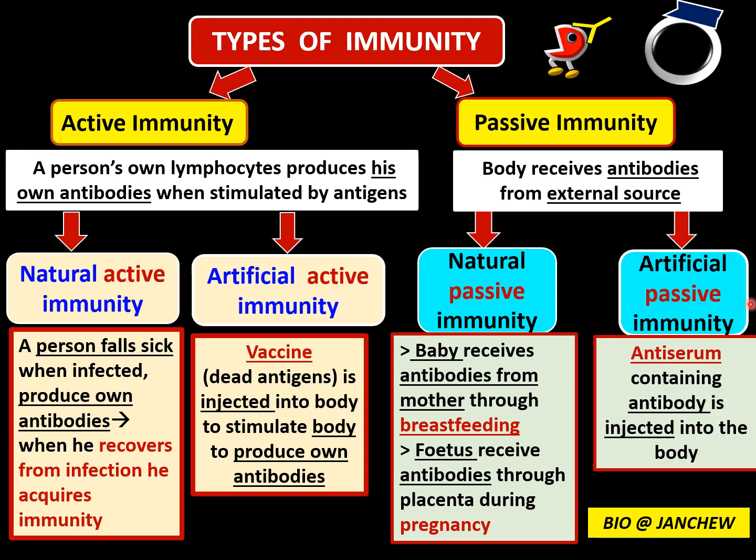Now, for artificial passive immunity, an anti-serum which contains ready-made antibodies is injected into the body of a person, especially when the person is already suspected to have been infected by pathogens. Then he'll be given this anti-serum containing the antibodies to destroy the pathogens that may have entered his body. The anti-serum actually comes from an animal, usually an animal that has been intentionally made sick or injected with these pathogens so that the animal's lymphocytes can produce the antibodies. Then the antibody is extracted and injected into a person who may be sick from the disease caused by that specific pathogen.